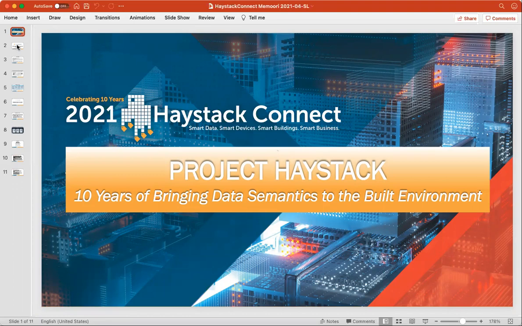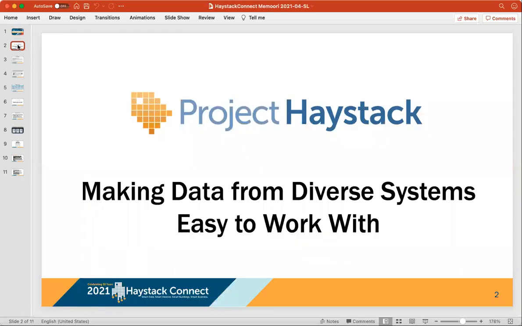We've been around for 10 years, great. Why and what are we doing? So let's talk about that briefly. So, the whole goal of Project Haystack was to address this challenge of how can we make the data that comes out of all these smart and connected systems more easy to work with. And that's really the mission we started on.